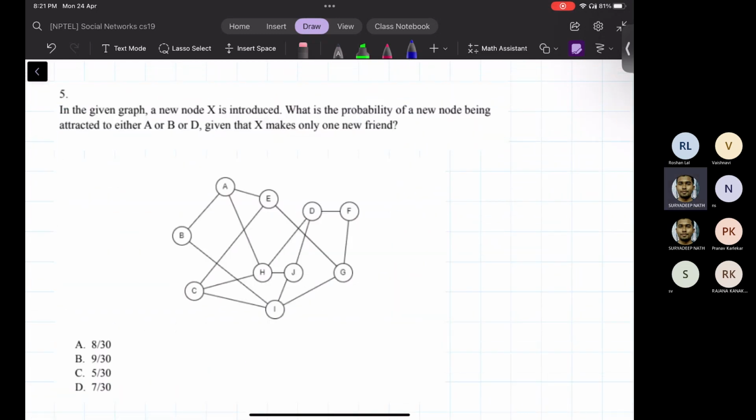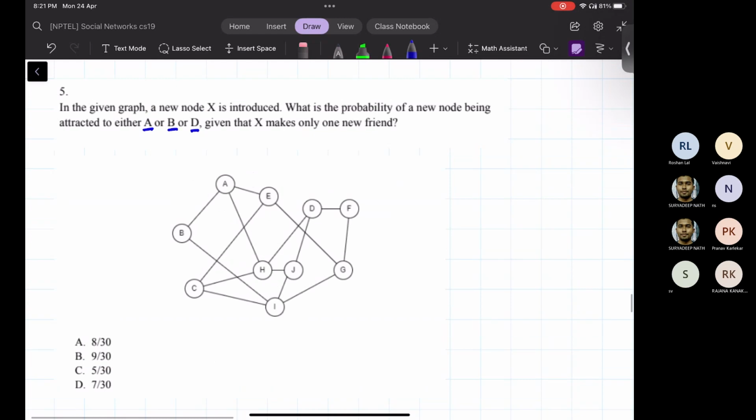Okay, so in the given graph, a new node X is introduced. What is the probability of a node being attracted to either A, B, or D, given that X makes only new friends? So here it follows preferential attachment, in which case we find out the degree of each node, and X attaches itself to the node having the highest degree.